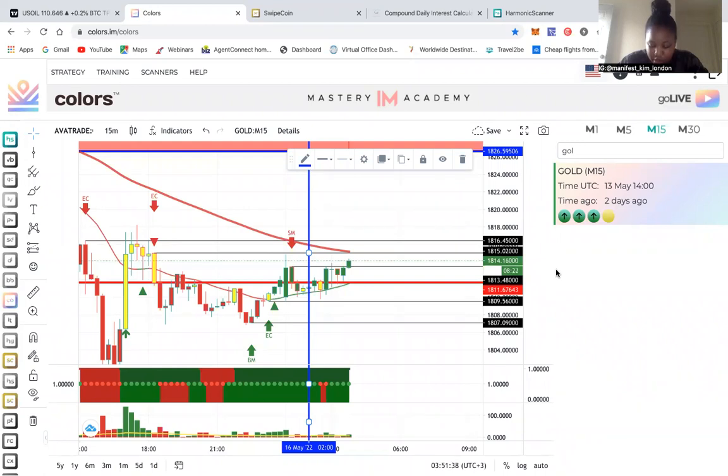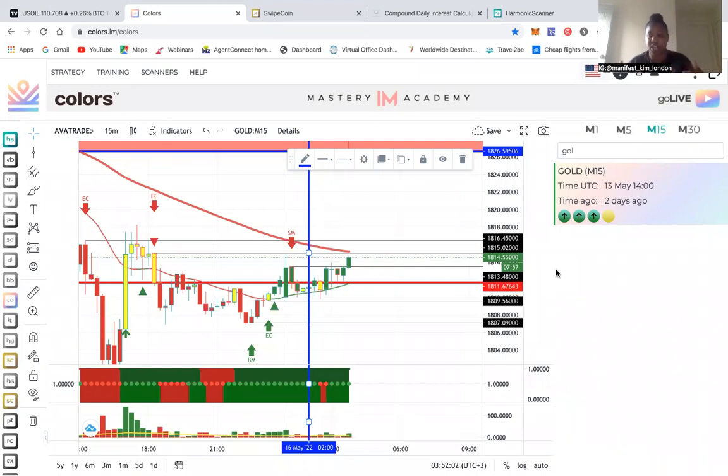Hold on a second. We want to break even because we're in already. 1813.43, guys. 1813. Yes. 1813.43. All right, so move your stop loss to break even, guys.